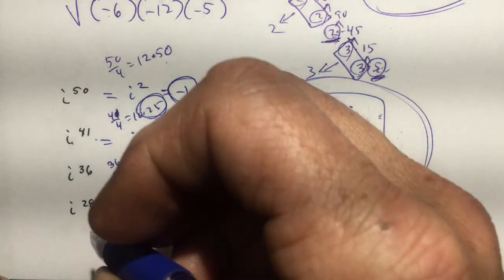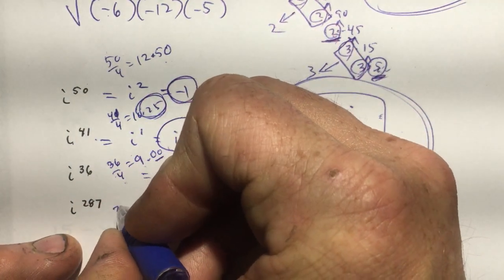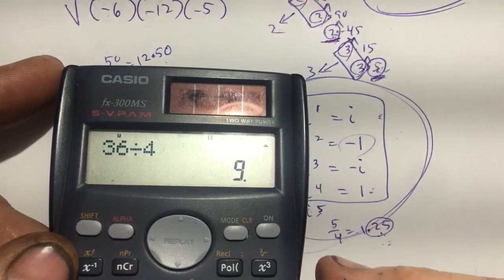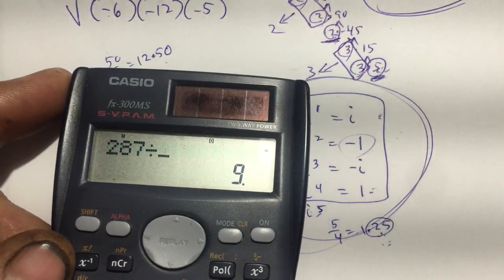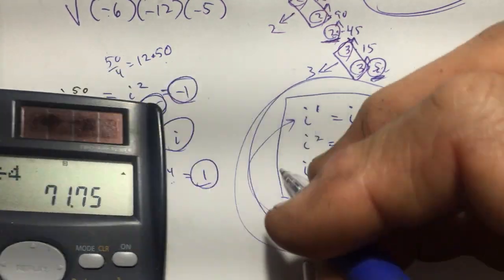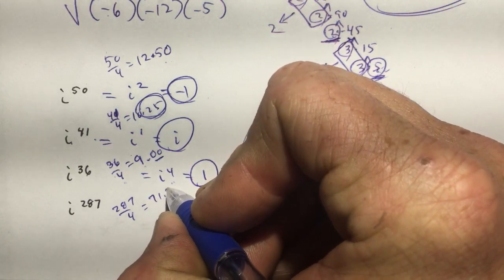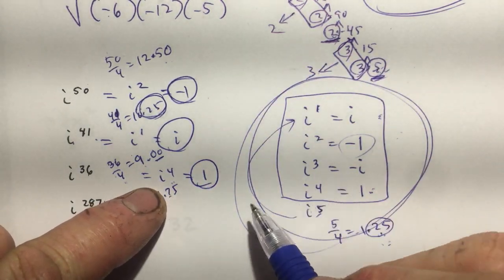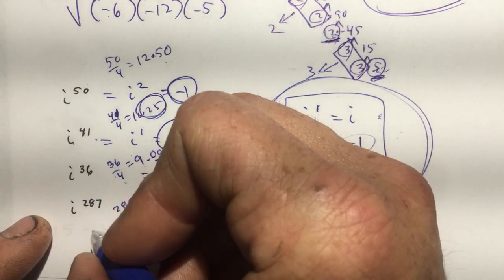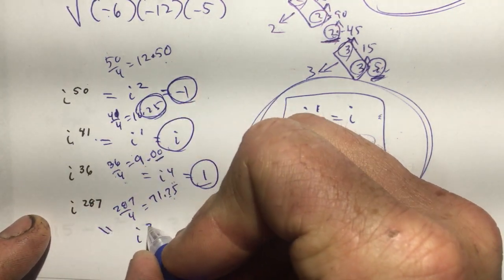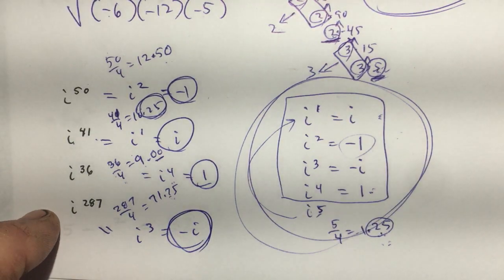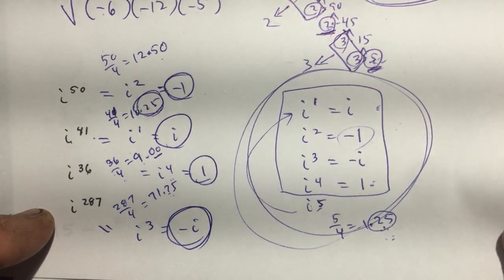And then I got 287. So I do 287 divided by 4. All right, here's my calculator. 287 divided by 4 is 71.75, which is 3 quarters. 75 cents is 3 quarters. So this is the same thing as i to the 3, which is negative i. Okay, so that's how you do those.